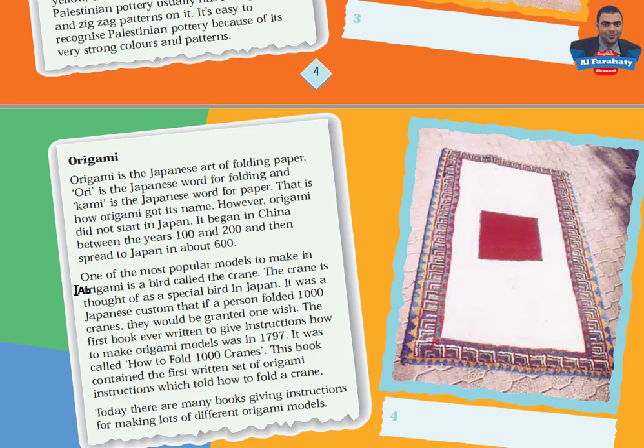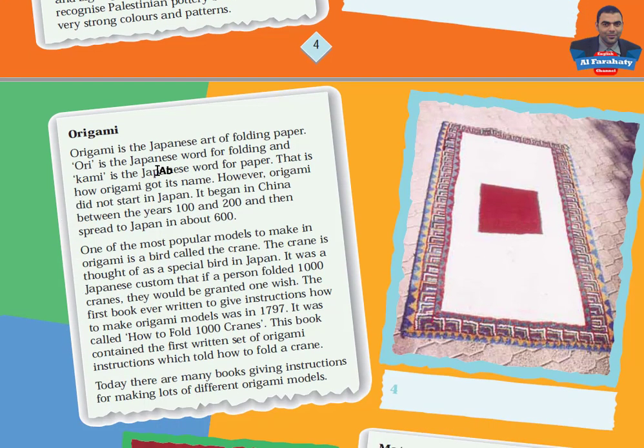Origami. Origami is the Japanese art of folding paper. Ori is the Japanese word for folding and kami is the Japanese word for paper. That is how origami got its name. However, origami did not start in Japan. It began in China between the years 100 and 200 and then spread to Japan in about 600.